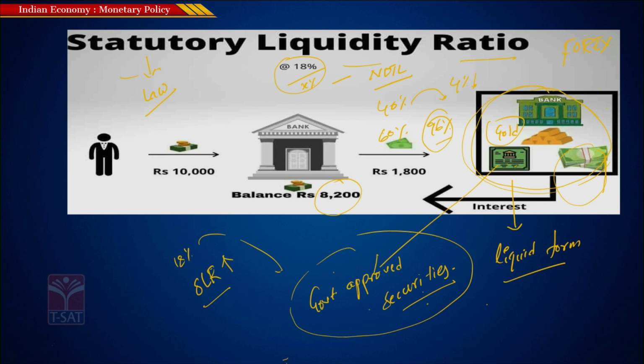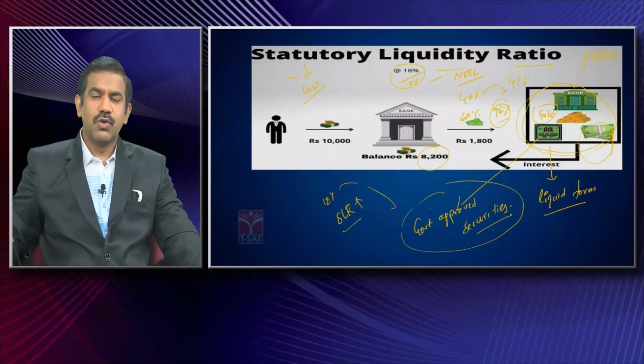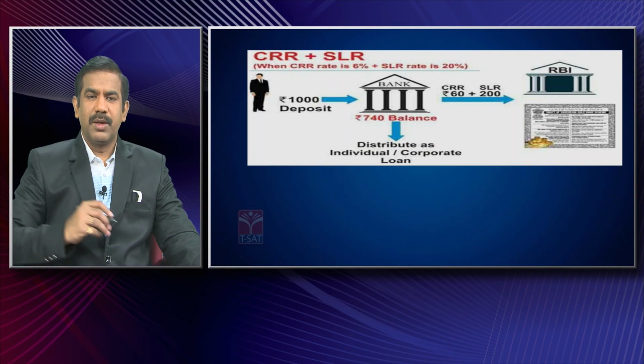So whenever the banks are mandated to maintain a high SLR, they would have less money to lend. Whenever the banks are expected to maintain a lower SLR, they have more money to lend, and that is how the RBI, by altering the SLR, could also influence the supply of money and the supply of credit. That's the other important tool of monetary policy: the statutory liquidity ratio. So these are two prominent reserve ratios that banks in India are expected to maintain as per the RBI.